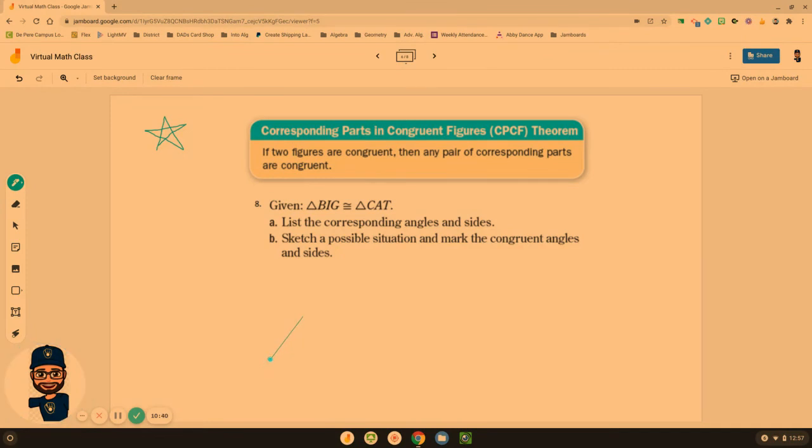Now, here's a possibility of what it might look like. Okay, B, I, and G. If I try to draw, and it's going to be a little hard because I'm using a different program, Jamboard makes it a little bit different. We have to line them up according to their order, all right? B has to be in the same spot as C, I has to be in the same spot as A, and T has to be in the same spot as G.